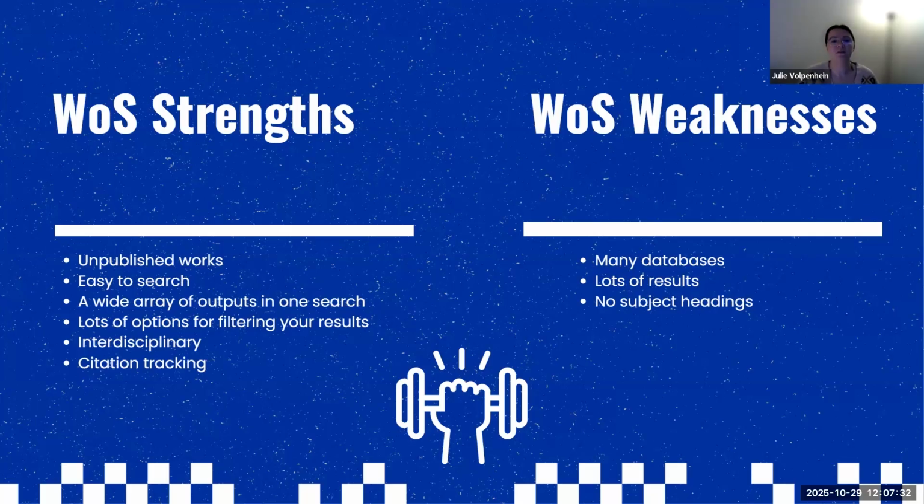And lastly, Web of Science doesn't have subject headings in the way a lot of other databases do. In other databases, each article is going to be indexed to a specific topic about what the article is about. Web of Science does something similar. I'll explain to you all, but it's not quite the same.